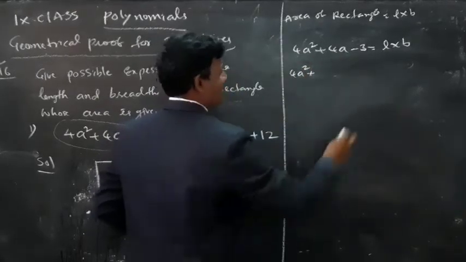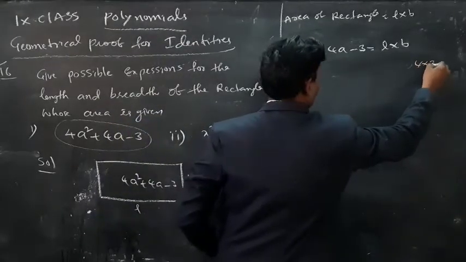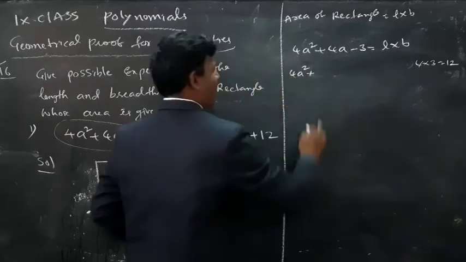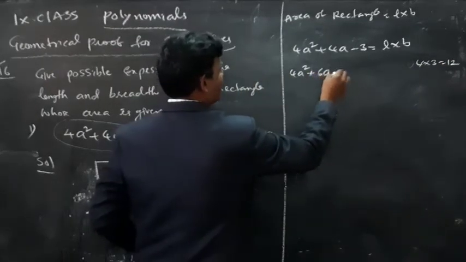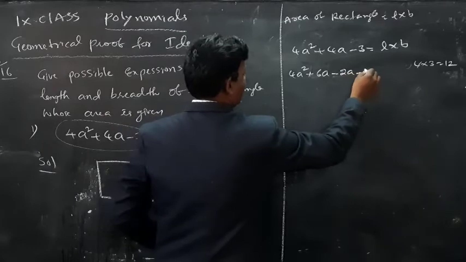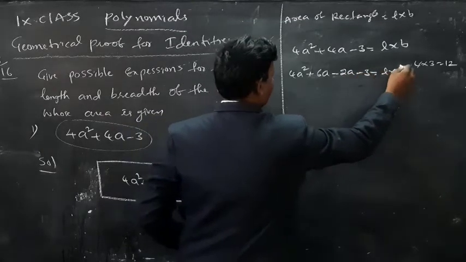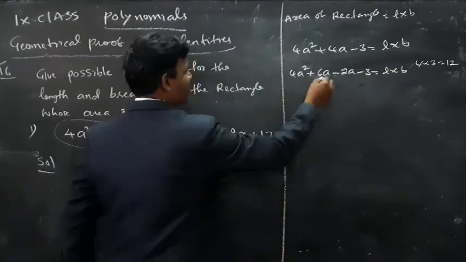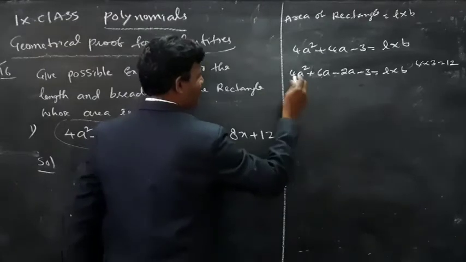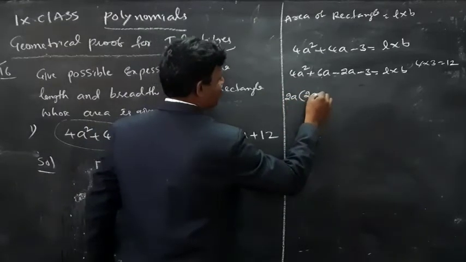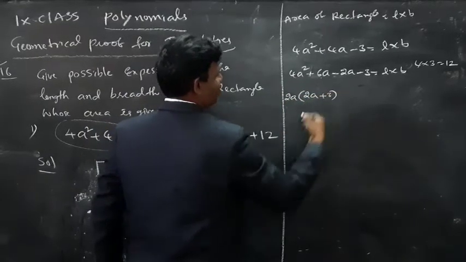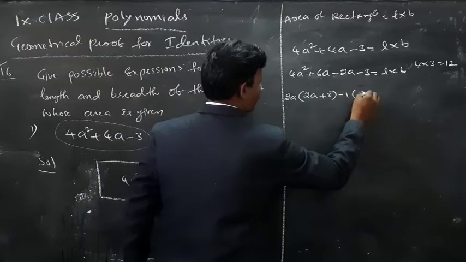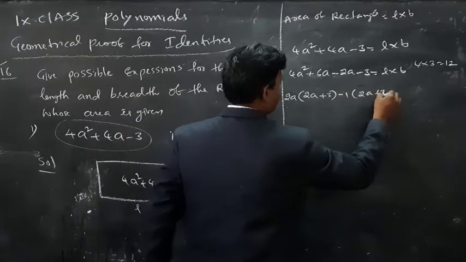4 3s are 12. I need 4 here. So 6a minus 2a minus 3 is equal to L into B. It means here, what is the common? 2a I am taking as common. So it is nothing but 2a plus 3, here minus 1, 2a plus 3.